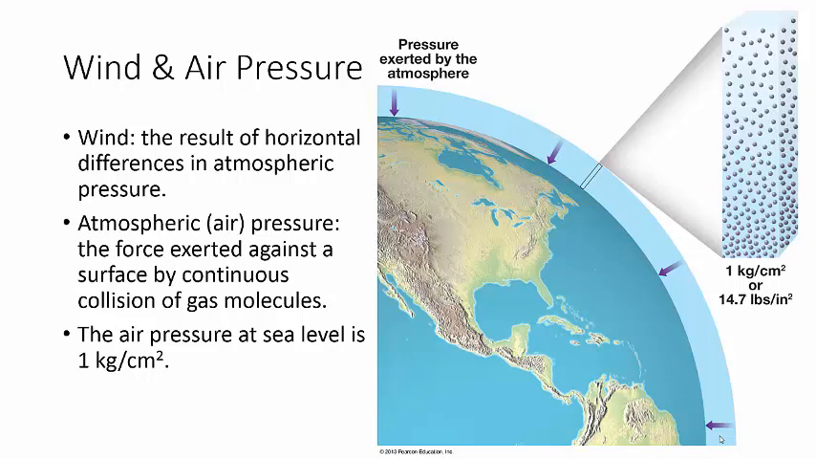That's air pressure. At sea level, your air pressure is 1 kilogram per square centimeter. Okay, that's how everyone in the world does it, except us. We say it's 14.7 pounds per square inch. So 1 kilogram per square centimeter, or 14.7 pounds per square inch. Again, you can see why people like metric a little bit better, because 1 versus 14.7.